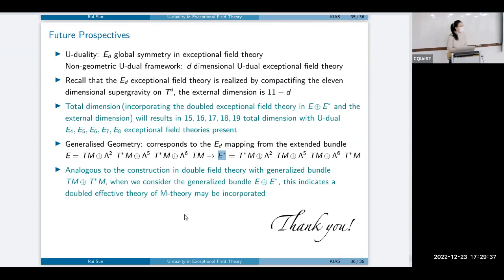So your last comment. Yeah. You are talking about double field theory, a reformulation of 11-dimensional supergravity. Am I right? I think it's analogous to double field theory. Yeah, analogous to double field theory. So I propose there's a double exceptional field theory. I don't understand the double exceptional.